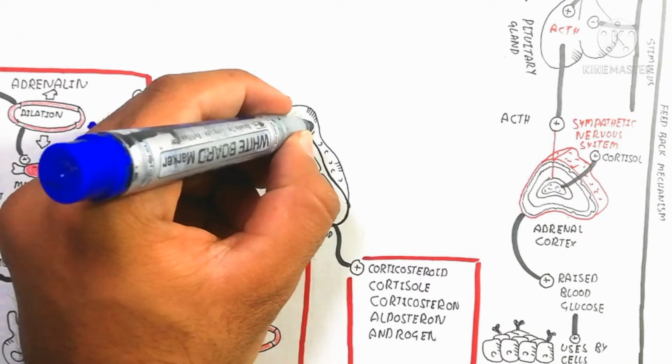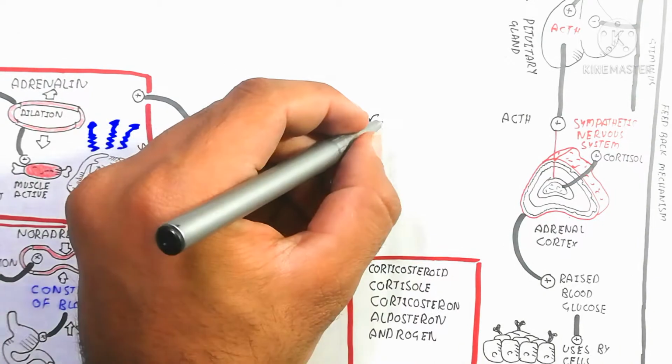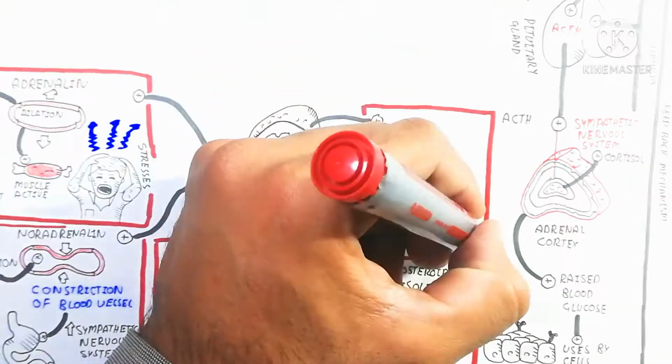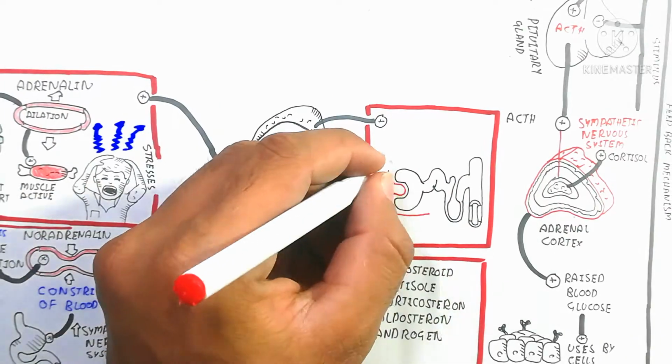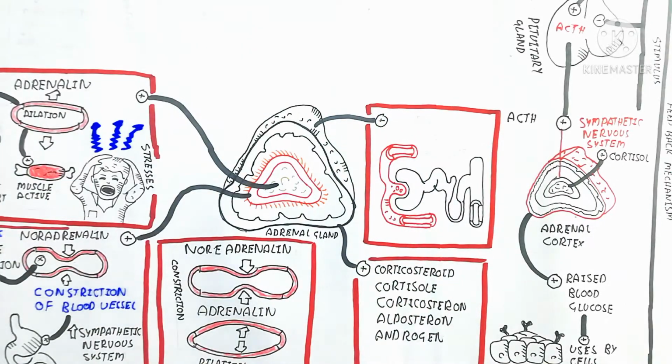So here is the corticosteroid, which is also produced. The types of corticosteroid are cortisol, corticosterone, aldosterone, and androgen. Cortisol is a very destructive hormone during the fight and flight response. Corticosterone also produces aldosterone and androgen. Aldosterone is used for the uptake of sodium and water from the kidney to increase the blood pressure. So the renin-angiotensin system is enhanced due to the effects of aldosterone. Androgen is also for male sexual character enhancement.